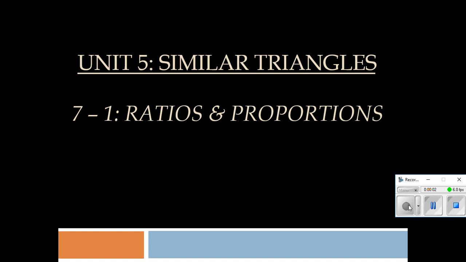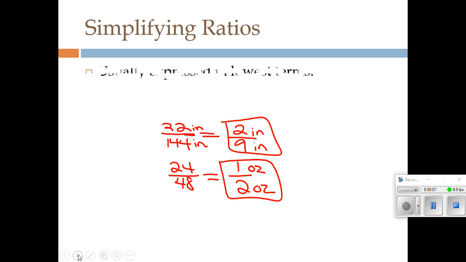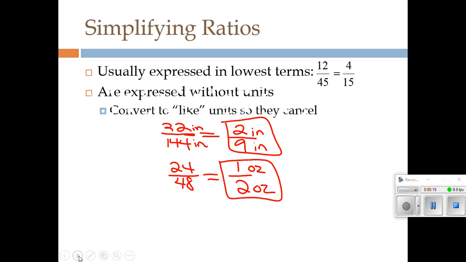Ratios and proportions. Simplifying ratios, usually expressed in lowest terms. So if you have 12 over 45, you're going to divide each side by 3, and you're going to get 4 over 15. That's the lowest terms.